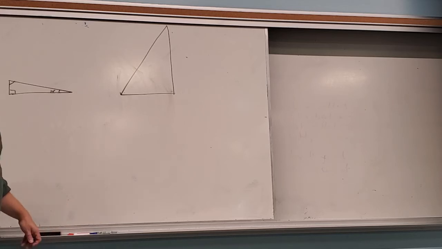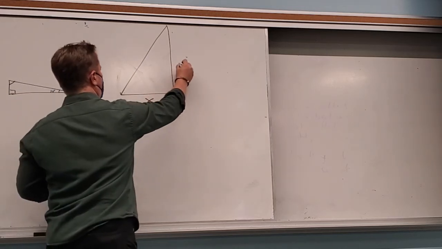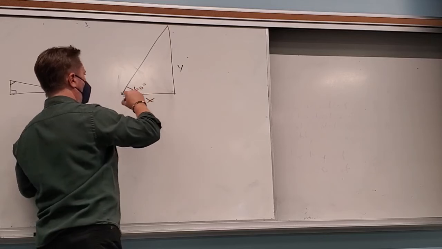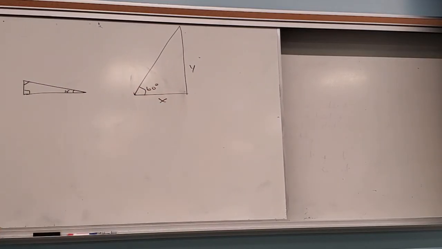So which side is bigger, X or Y? Y is definitely bigger, right? And which trig function tells me something about the Y side? Sine. So again, that is a physical, in-your-face reason why sine of 60 is bigger and cosine of 60 is smaller.